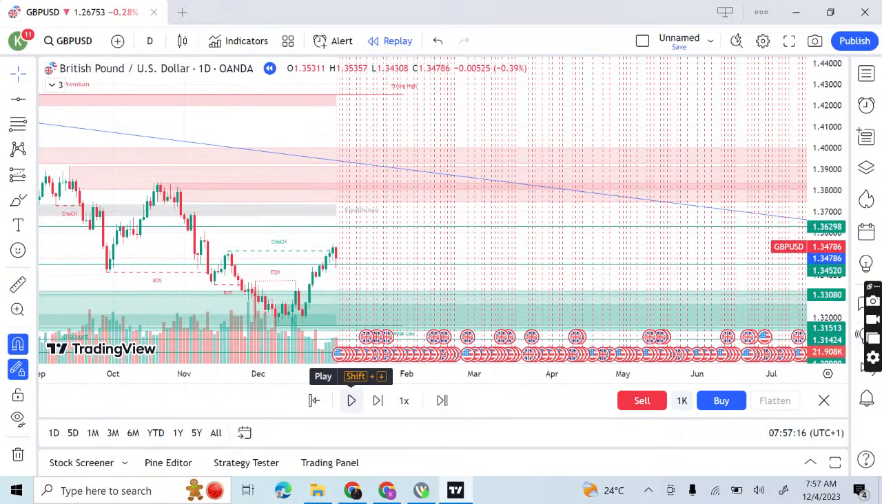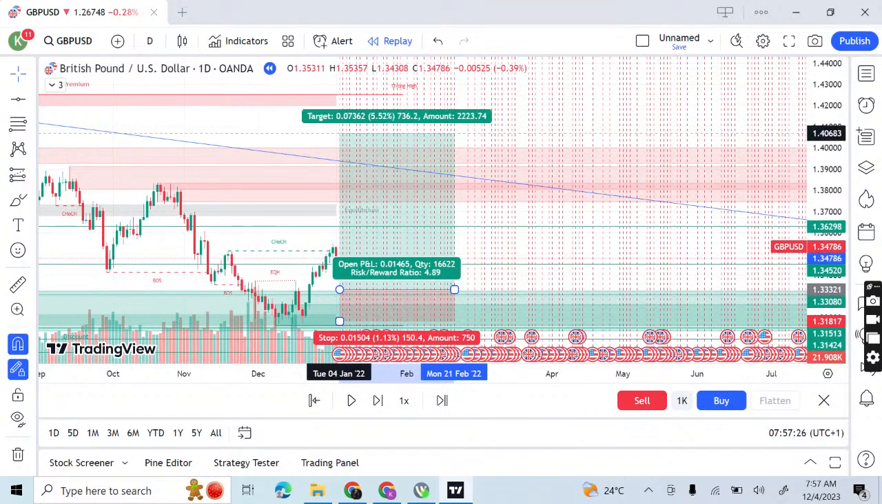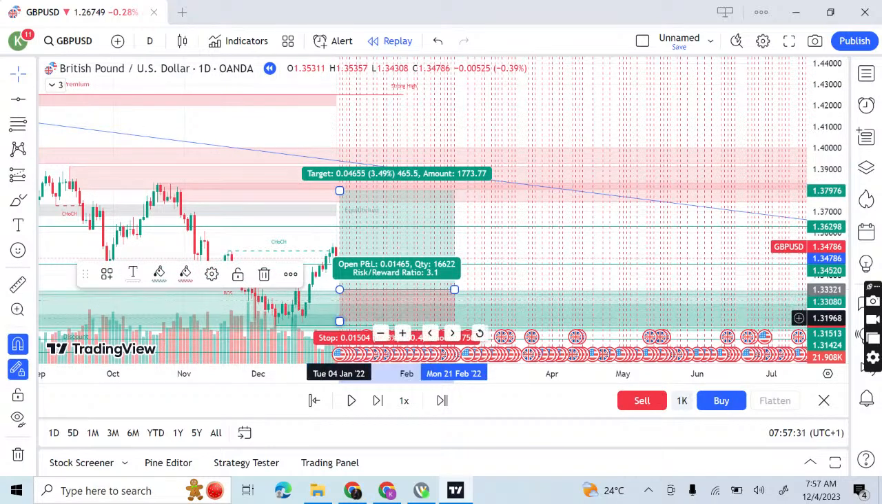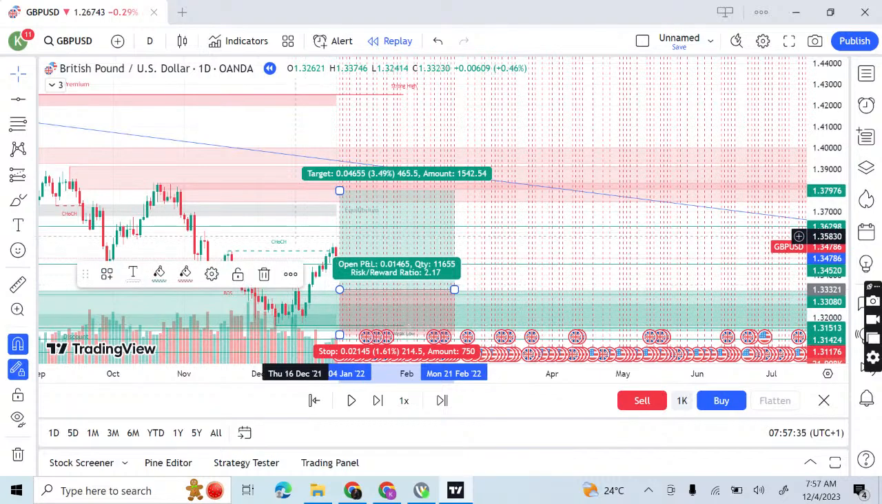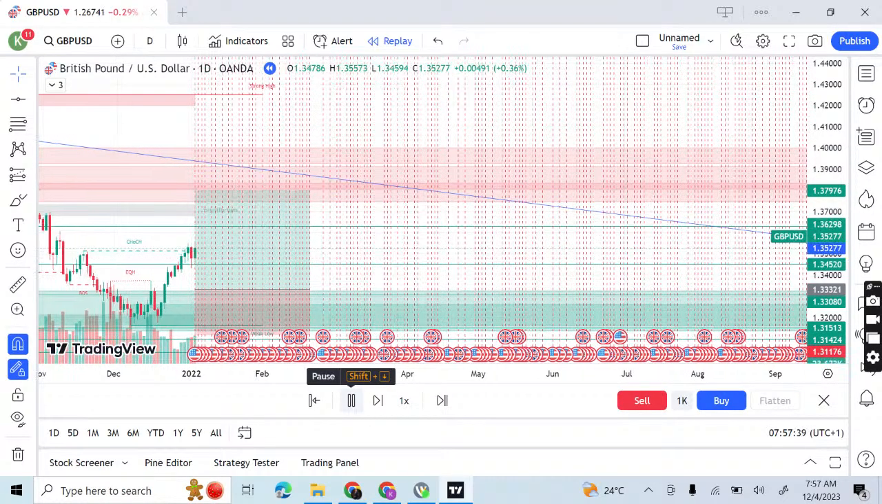Okay, now you can see that there's a change of character, so automatically price will be coming to a point of interest. So we're not going too early. It's the best way to enter this trade. So basically price is coming to a point of interest, so your stop loss can be just a little bit after the discount zone. So this is it.